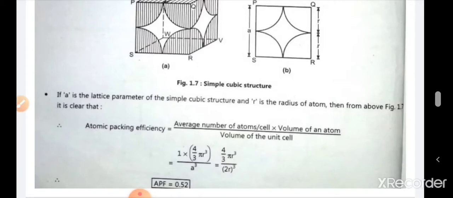Now we have to replace a = 2r. When we replace a = 2r, r cube and r cube get cancelled. If you put the value 4/3 pi divided by 2 cube in a calculator, you get the atomic packing factor equal to 0.52.